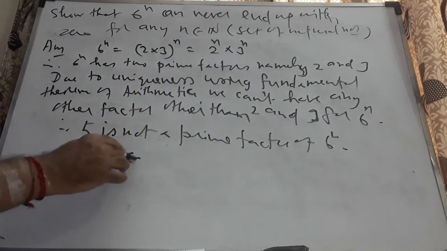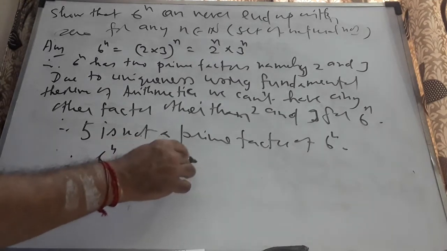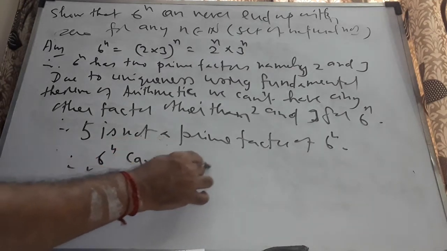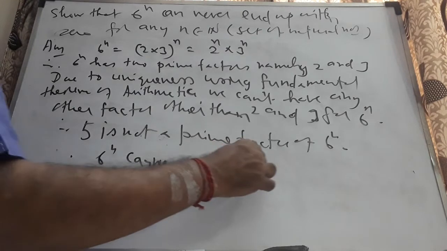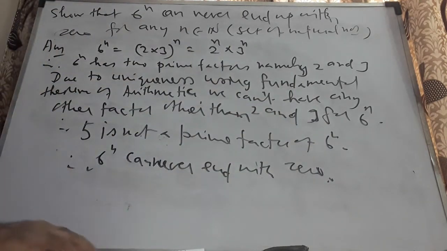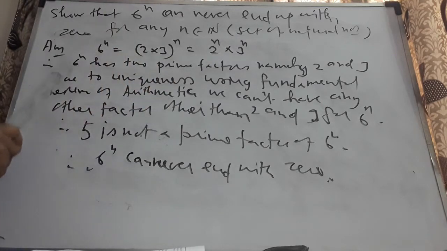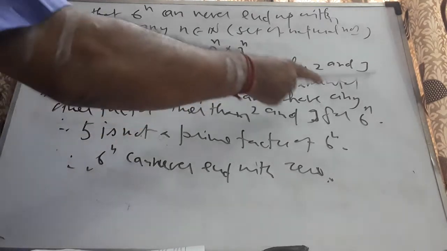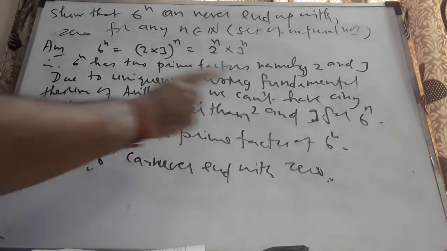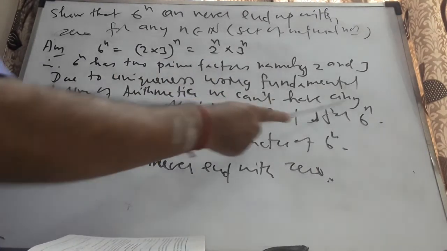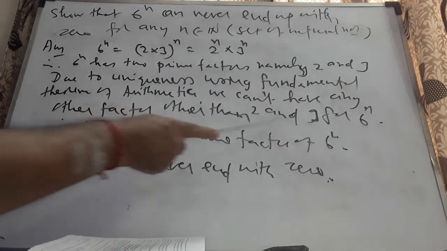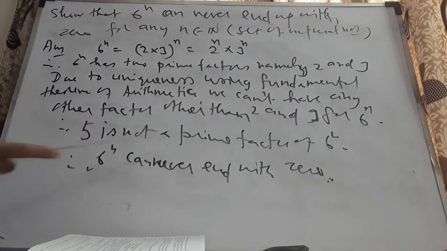Therefore, 6 power n can never end with 0. It will never end up with 0. Okay. 6 power n can be written as 2 into 3 whole power n, 2 power n, 3 power n. Therefore, 6 power n has two prime factors, namely 2 and 3. Due to uniqueness using the fundamental theorem of arithmetic, we can't have any other factor other than 2 and 3 for 6 power n. Therefore, 5 cannot be a factor.